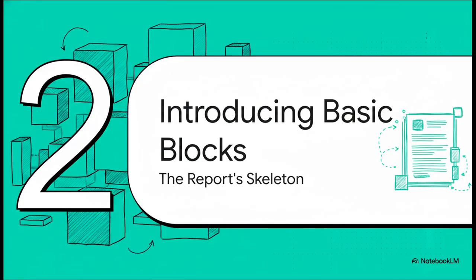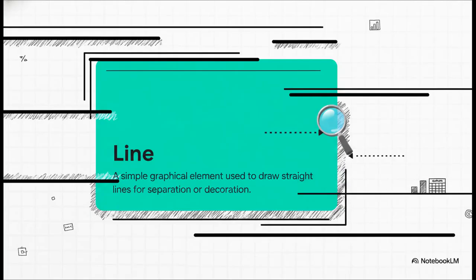All right, now that we've got that main idea down, let's actually look at the tools in our toolbox. We're going to start with the most basic, fundamental pieces, the ones you'll use to build out the main structure of your report. These are the basic blocks. First up, we've got the simplest block of all, the line. Its job is pretty much exactly what you'd think. You use it to divide sections, underline a title, or just add a little bit of design flair. It's a simple piece for sure, but totally essential for a clean layout.